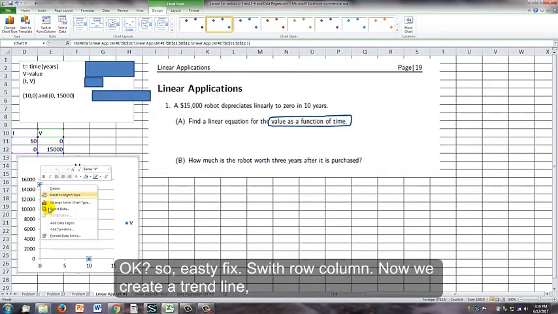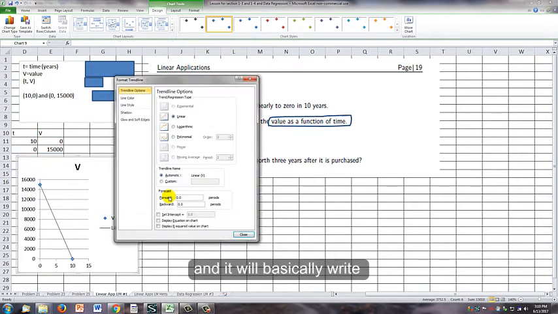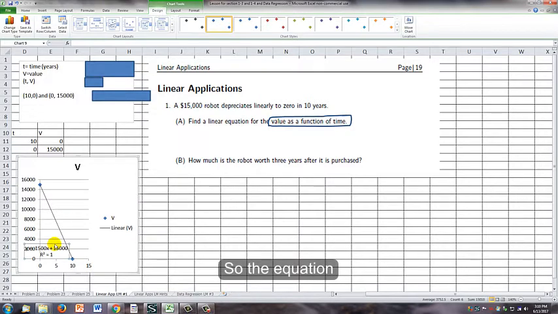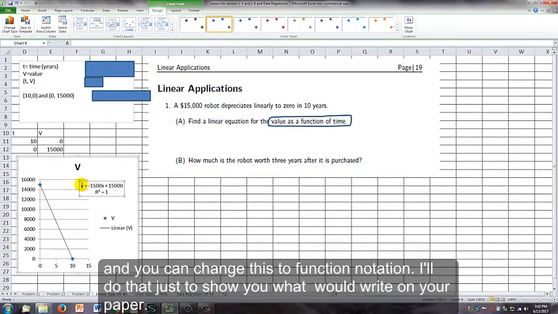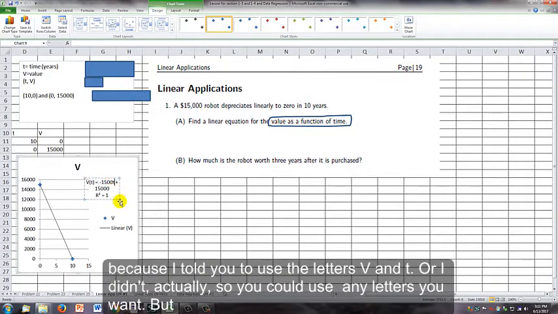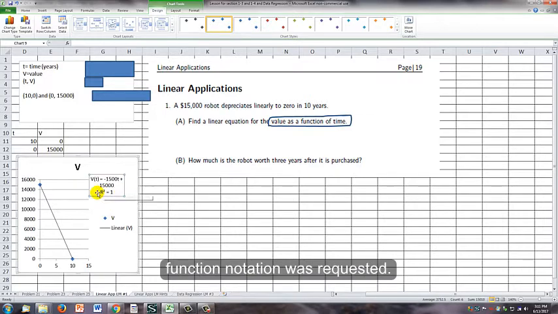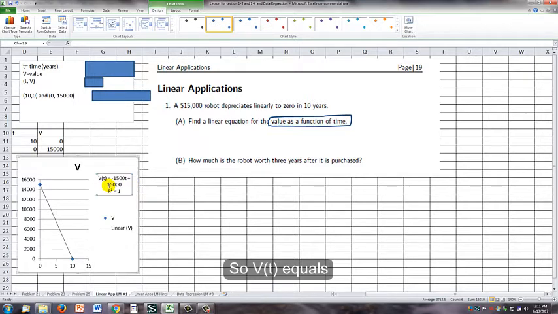Now we create a trend line, and it will basically write the equation for you. So the equation, you can change this to function notation. I'll do that just to show you what you would write on your paper, because I told you to use the letters V and T. Well, I didn't actually, so you could use any letters you want, but function notation was requested. So V of T equals negative 1,500 T plus 15,000.